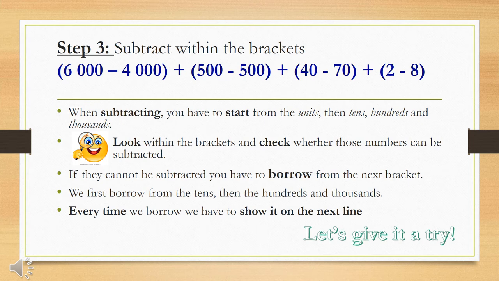If they cannot be subtracted, boys and girls, you have to borrow from the next bracket. We first borrow from the tens, then the hundreds, and then the thousands. Every time we borrow, we have to show it on a separate line. If we borrow from our tens, we show it on one line. If we need to borrow from our hundreds, we show it on the next line. If we have to borrow from our thousand, we show it on our next line. It is not advisable for you to do it all on one line, as sometimes you can get confused and mix up the numbers. So let's give it a try, boys and girls, and see how it goes.